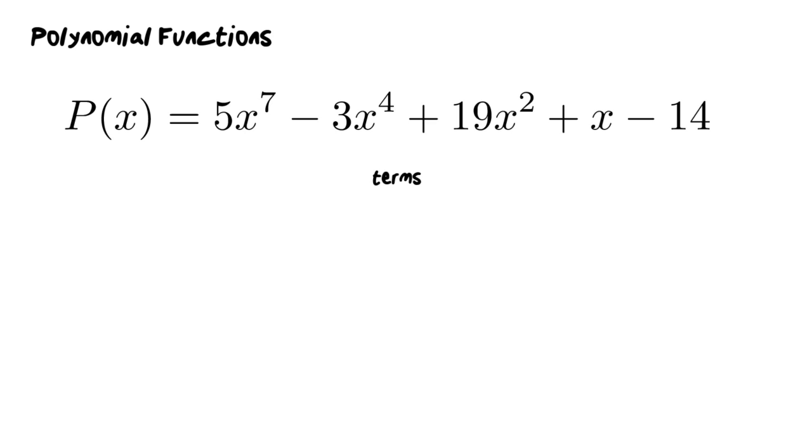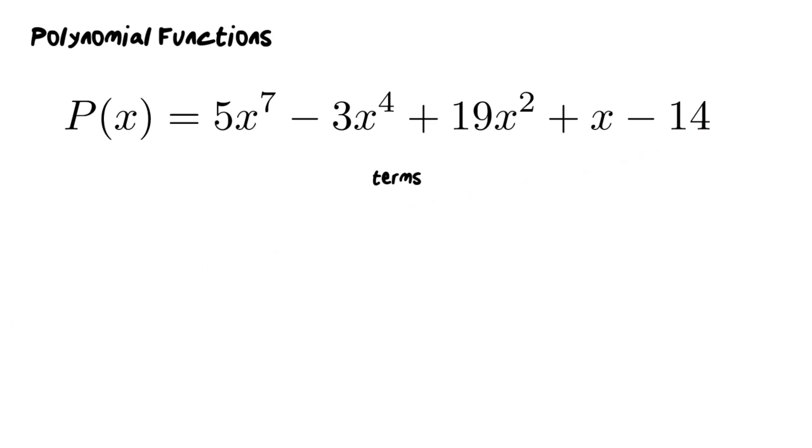It's a 5-term polynomial. So a term is essentially each piece that's added or subtracted together to make up the polynomial. So 5x to the 7th is a term of this polynomial. 19x squared is a term of this polynomial. Even this constant, negative 14, is a term of this polynomial. So a polynomial is made up of different terms or pieces that are added or subtracted together.